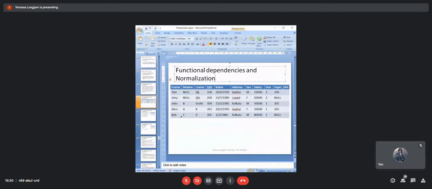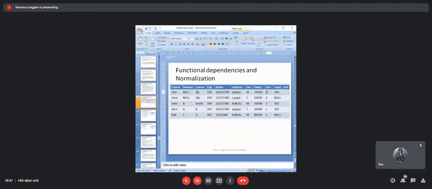Another thing, that means if the value of the F name is given, then you will be able to determine the values of the other remaining attributes. Same thing, SSN is also unique. So if the SSN value is given, then you will be able to determine the values of the other remaining attributes. Okay, what about DNO?